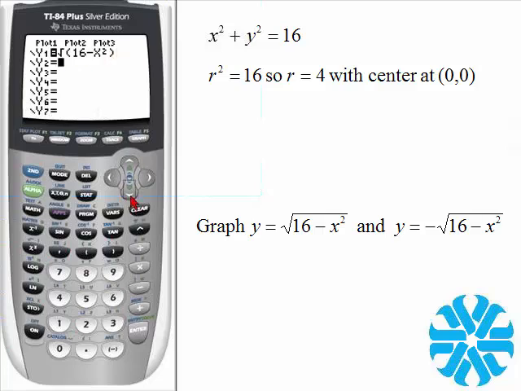Now let's go down to the second line here, and let's input the bottom half of the circle, and that is the opposite of the square root, so second function square root, and we're just basically going to type in the same thing, 16 minus x squared, and then we close the radicand. So let's go ahead and hit the graph button to see what this looks like.